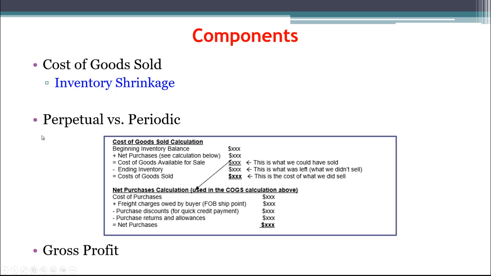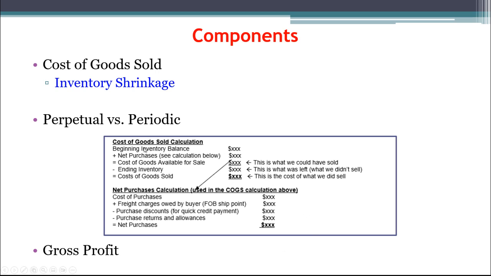So part of this depends on whether we're using the perpetual or periodic method. Now I know this goes back to our inventory discussion, but if we're using the perpetual method, we're going to record a cost of goods sold every time we sell a product. But if it's the periodic method, we only do it once per period. And in that case, we have to look at these calculations.